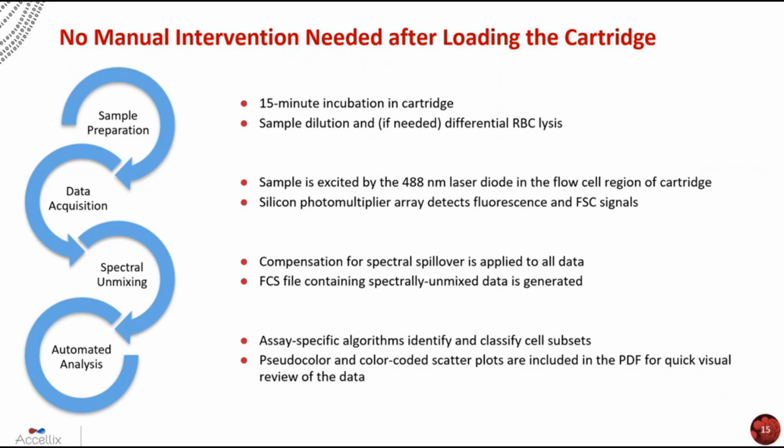The sample is excited by the 488 nanometer laser diode in the flow cell, and the signals are captured using a silicon photomultiplier array to detect the fluorescence. Then the system does the spectral unmixing, so the compensation for spectral spillover is applied to all the data, and the FCS files containing the spectral unmixing data are generated. The assay-specific algorithms identify and classify cell subsets, and they provide pseudo-color-coded scatter plots that are included in the PDF for quick visual review of the data if needed.